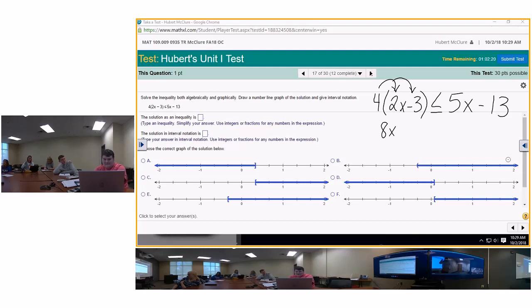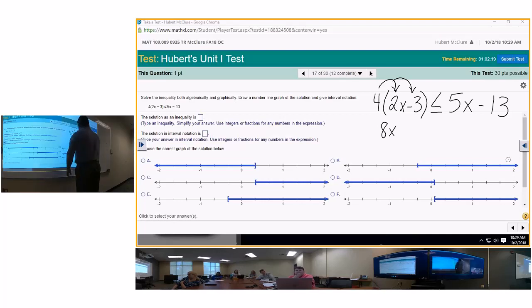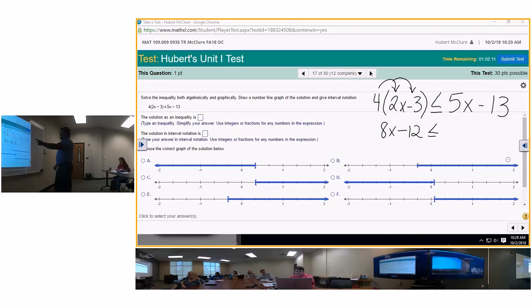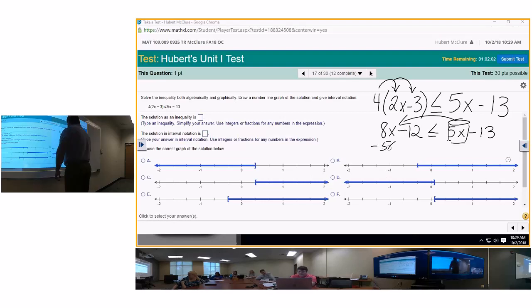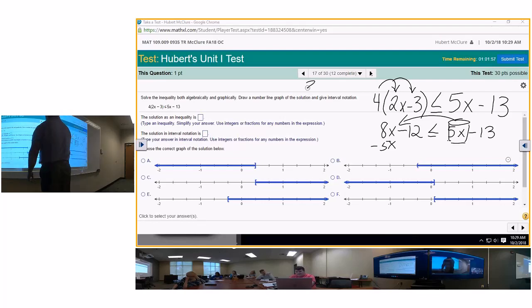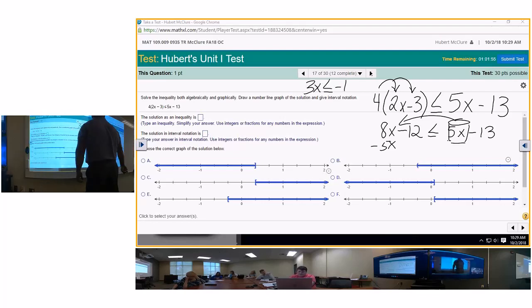Dang old tight group. 4 times -3 is negative what? 12. And then 5x minus 13. 5x minus 13, I'm going to take that little bucket across the river. And that's going to be minus 5x. It's going to be 3x, -1. Somebody help me out. 3x is less than -1. Yep. And divide by 3. X is less than -1/3.